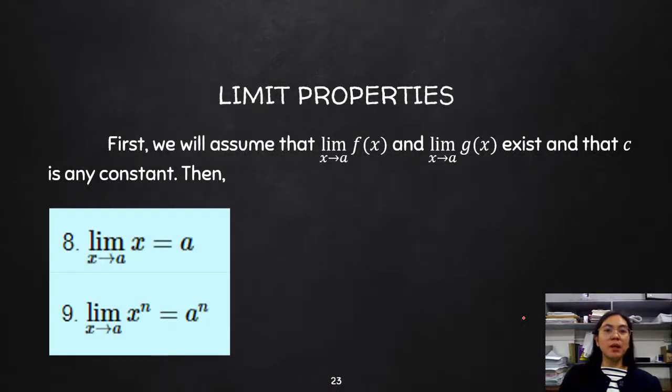Bakit walang 7? Anyway, 8, the limit of x is equal to a as x approaches a. And 9, the limit of x raised to n as x approaches a is a raised to n. Ito mga to, hindi naman kasi siya masyadong nagagamit.